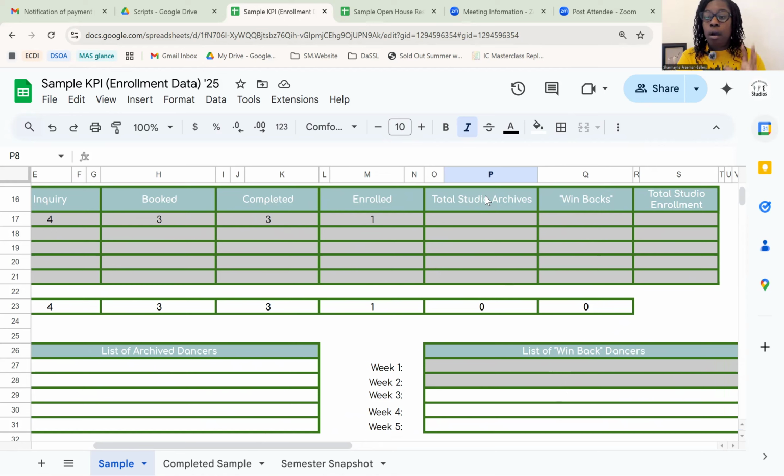Any dancers that we archive, we indicate the number here and then the actual dancer according to the week that we archive them. So we are always looking for ways to bring archived families back. We're always looking for ways to win our families back and then keep them retained for years and years to come. And those are KPIs.